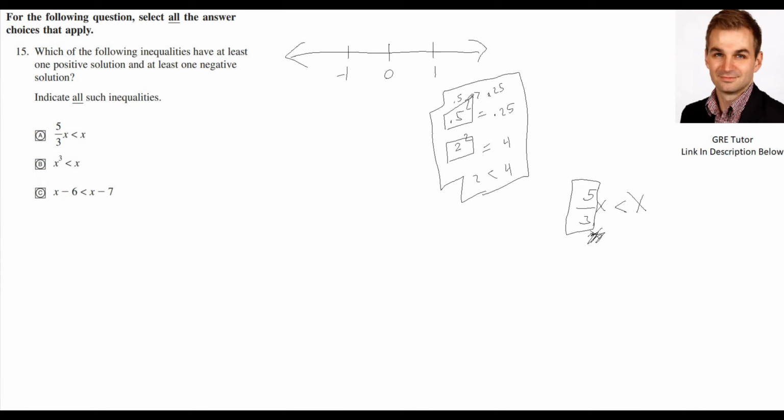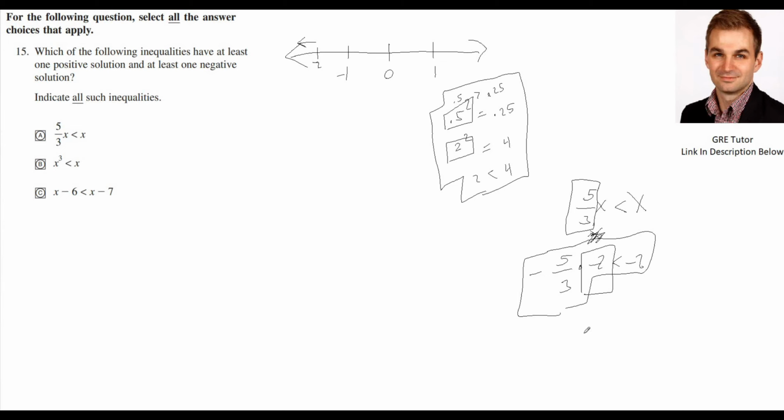Now 5/3 is greater than 1. So if x is -2, then -2 times 5/3 is going to be negative, and it's going to be more negative than -2. Since 5/3 is greater than 1, it goes in that direction, so -2 times 5/3 is definitely going to be less than -2. This makes sense, right? So this actually is true. So we have a negative solution.